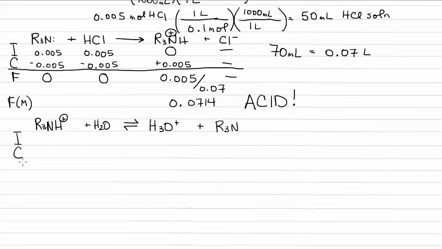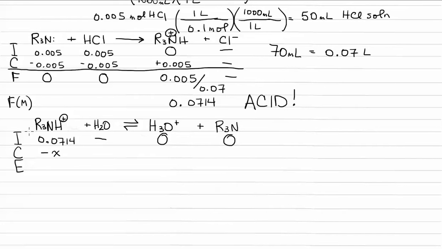Because we're at equilibrium, we care about an ICE table. So the initial concentration of this acid is 0.0714. We don't care about water. It doesn't participate in the reaction. It doesn't appear in any Ka or Kb expressions. So it doesn't change the pH. We have no hydronium. We have no R3N. The equilibrium is going to shift to the right because we have no products, and we have to have some products at equilibrium. So the change here is going to be minus x.